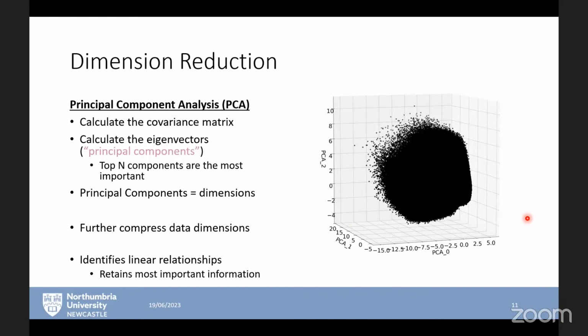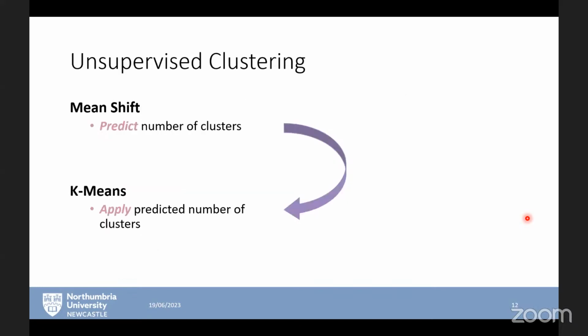And as this is an unsupervised learning problem, we don't know how many groups there are or what similarities we should be looking for. Therefore, we need to employ a method that can both predict the number of clusters or classifications we have, and then organize our data into these groups. And to do so, we use 2 types of unsupervised clustering techniques. The first we used was a mean shift algorithm, which predicted the number of clusters in our data, before we then applied this number to our data using a k-means algorithm.